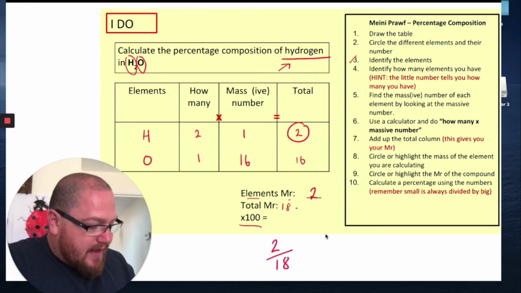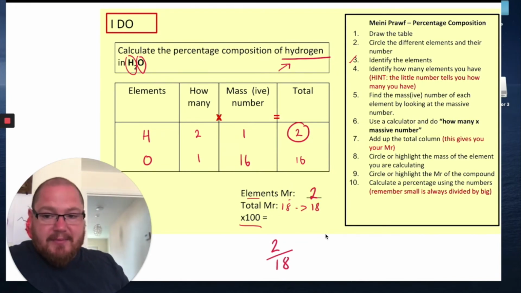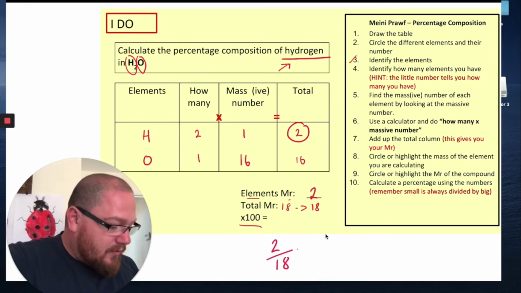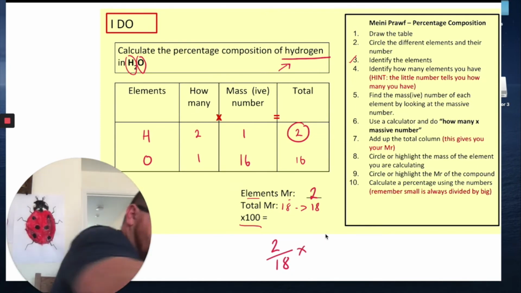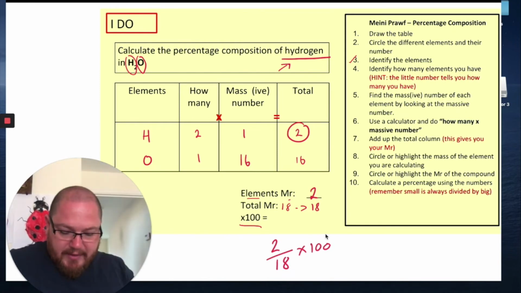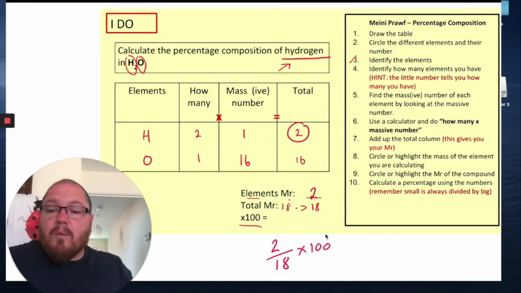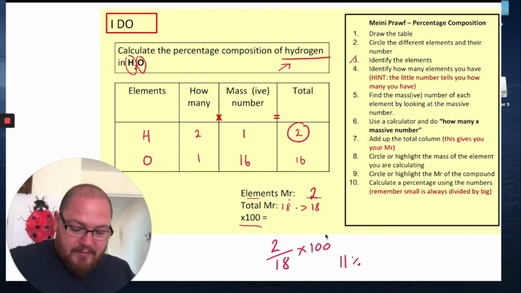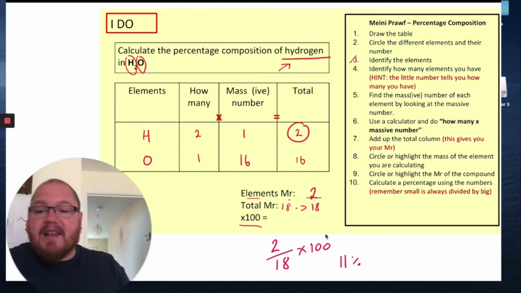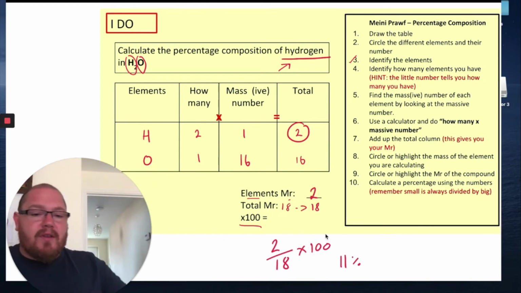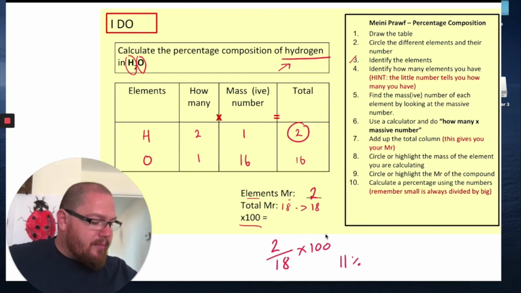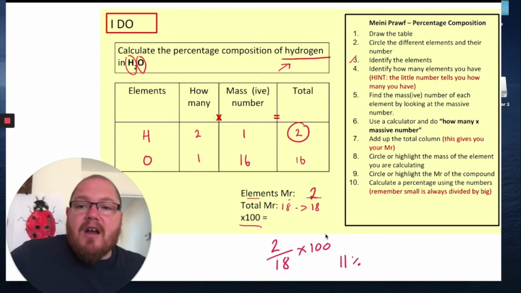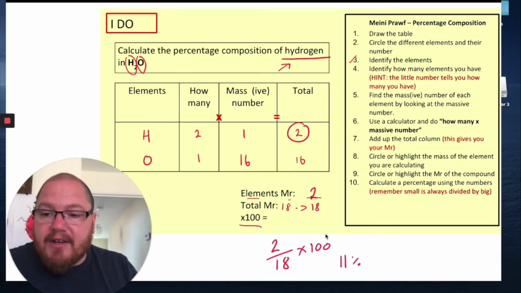So it literally is 2 over 18, and then times by 100, because it's a percentage. So 2 divided by 18 times 100. I'm actually going to use my calculator for this on my phone. 2 divided by 18 is 0.11, so it's going to be 11%. I'll just times it by 100 just to check myself. It is 11.1%. I'm just going to go to an integer there, a whole number. So it's 11% of water is hydrogen, if that makes sense.